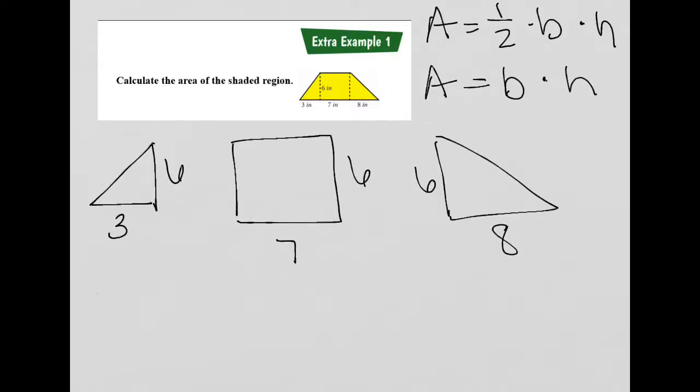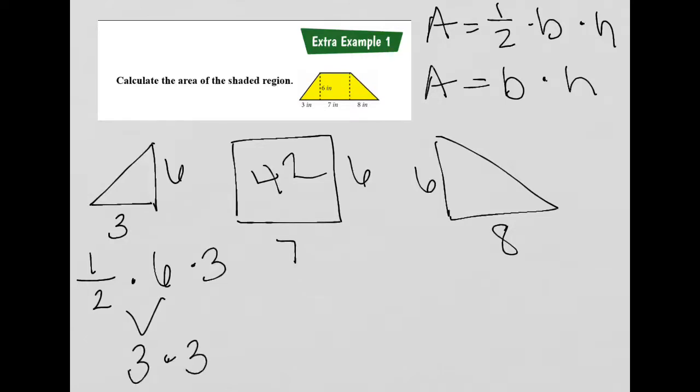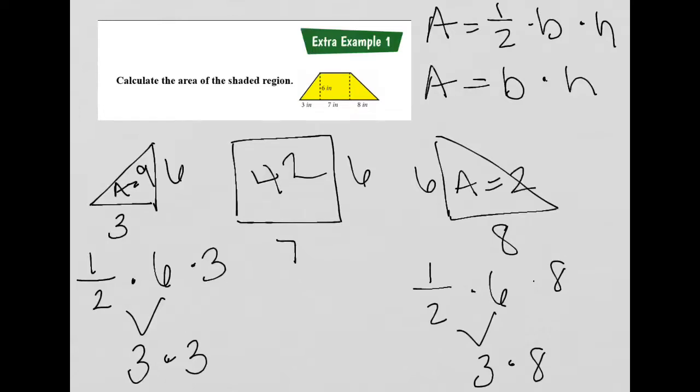So I can quickly do the rectangle, base times height, 6 times 7. Hold on, I gotta count: 36, 42. And now let's find the area of each triangle. So 1/2 times 6 times 3. 1/2 times 6 is 3. 3 times 3 would have given you an area of 9. Now I'm going to do 1/2 times 6 times 8. So 1/2 times 6 is 3, times 8, which would have given you an area of 24.